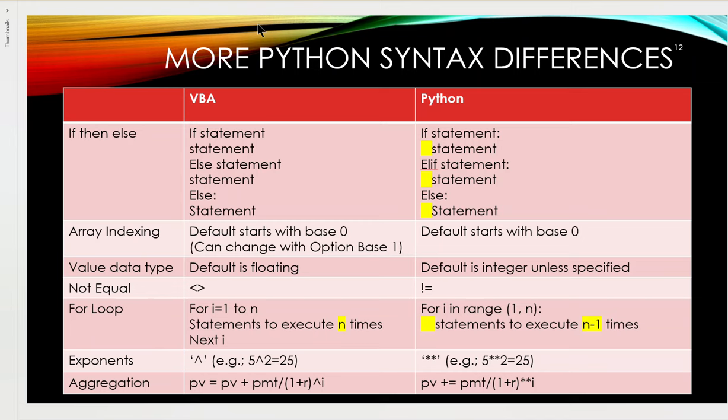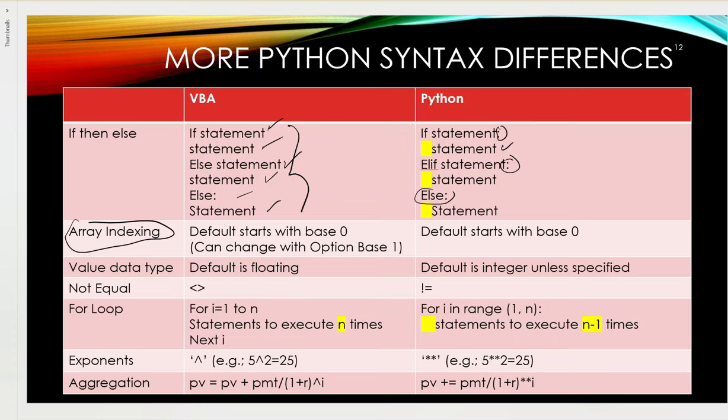A couple more differences between VBA syntax and Python. In VBA, if-then-else looks like this: if, some statement, next line, the statement, else, the statement. In Python, if statement, and you've got to make sure you have that colon, statement, elif. Instead of else, it's elif. And then you have the final else.